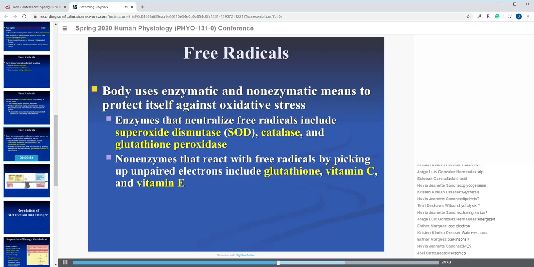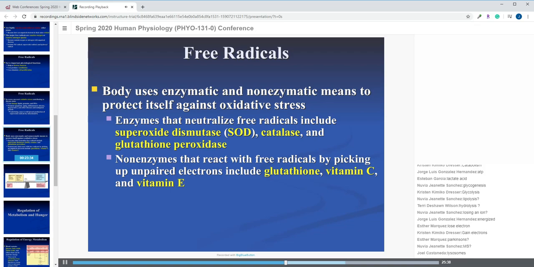So the superoxide dismutase will detoxify the superoxide radicals. Catalase will remove hydrogen peroxide. So it will convert hydrogen peroxide, which is produced, into oxygen and water. And then you have non-enzymes. So these non-enzymes that are present, such as glutathione, vitamin A, vitamin C, vitamin E, can react and combine with these free radicals by picking up the unpaired electrons.